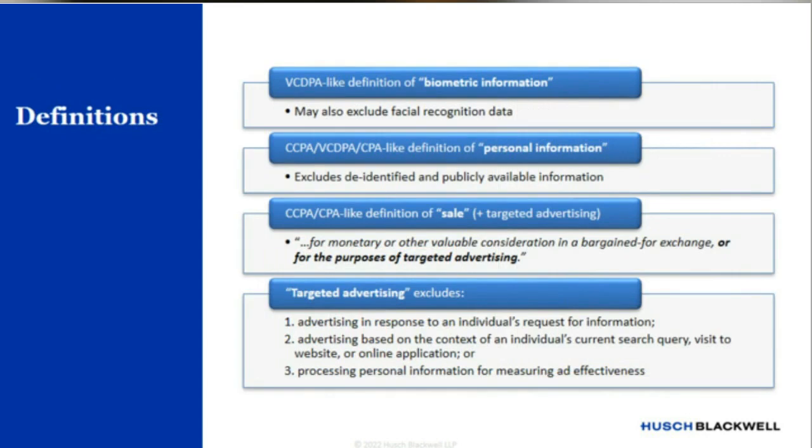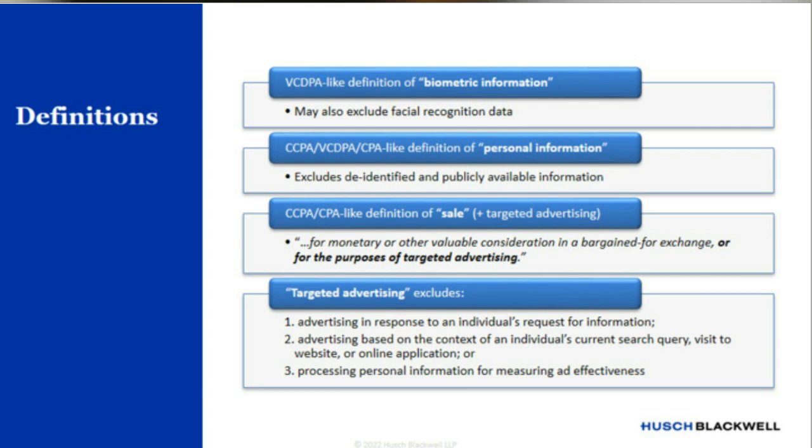We also wanted to point out some of the more significant definitions in MIPSA. For example, the bill's definition of biometric information is very similar to the VCDPA's definition. So it looks like MIPSA may also exclude data from facial recognition technology like Virginia has, but we'll have to see. Personal information excludes de-identified and publicly available information, pretty common.